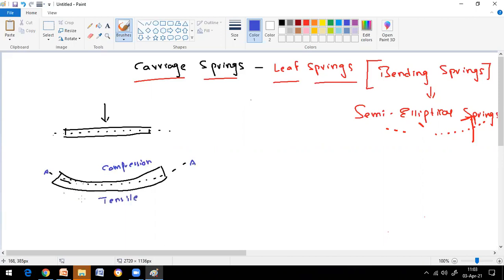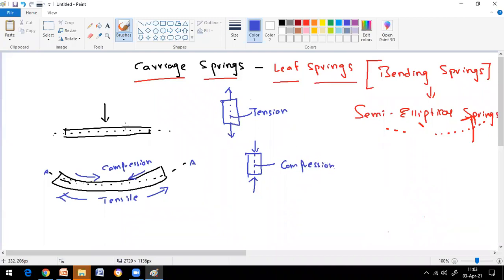Below the axis, members will elongate. The fibers below the neutral axis are all subjected to tension. The fibers on top are all subjected to compression. They are not due to axial loads; they are only due to transverse load. Direct compression or direct tension occurs only when the load is parallel to the axis. When the load is parallel to the axis in this direction, then only it will be subjected to compression.